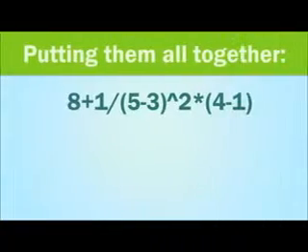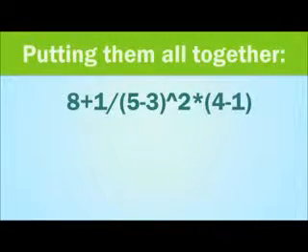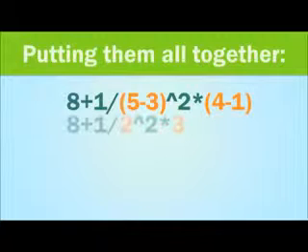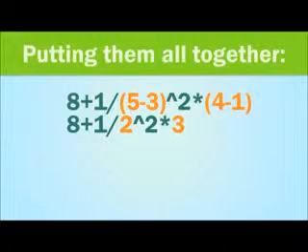Okay, now let's put them all together. This formula may look really complicated, but we're just going step by step through the order of operations, and you'll see it's not that bad. We'll start with the parentheses. We calculate each of these to get 2 and 3, and you can see in the formula that it's starting to look a little bit simpler.